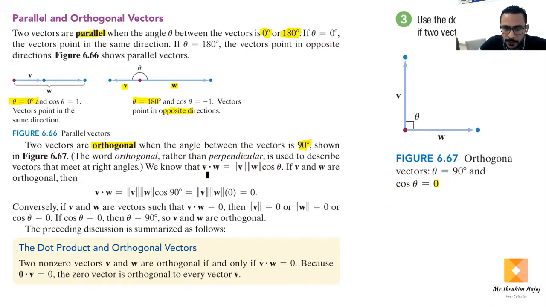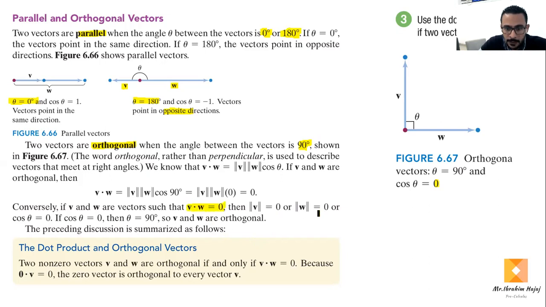And from the dot product, v dot w equals magnitude v times magnitude w times cosine theta. If v and w are orthogonal, you will find that cosine 90 here is 0. 0 times the magnitudes gives 0. So, in another way, we can say two vectors are orthogonal, meaning perpendicular, when the dot product of them, v dot w, is what? When v dot w equals 0.